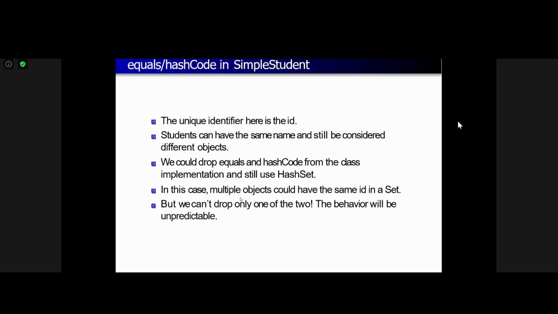Okay, so here we could drop equals and hashCode. Of course, we can't drop just one of them because then they wouldn't be consistent. And you get sets that just didn't work. You'd drop things in and never be able to find them again.